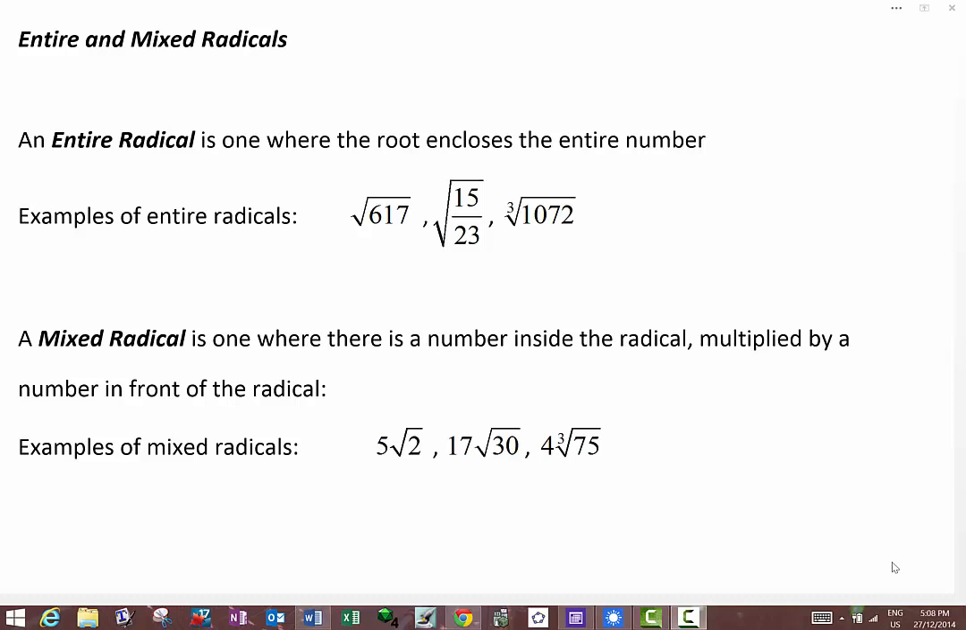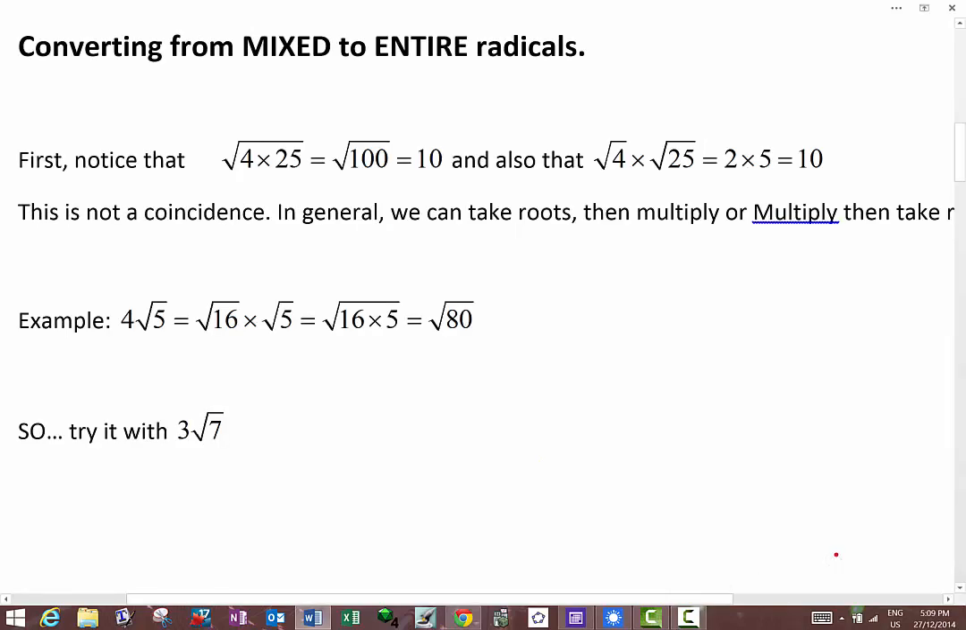whereas a mixed radical is one where there is a number inside the root multiplied by a number in front of the root. Okay, so one of the key things that we're asked to do is to convert from mixed radicals to entire radicals and vice versa. So let's start off with mixed to entire.